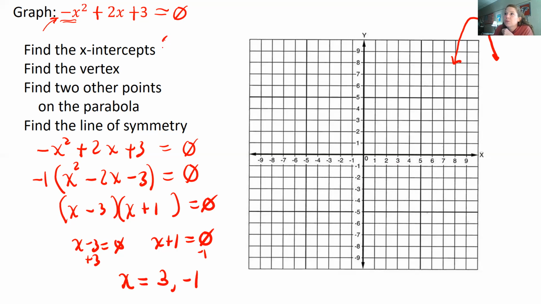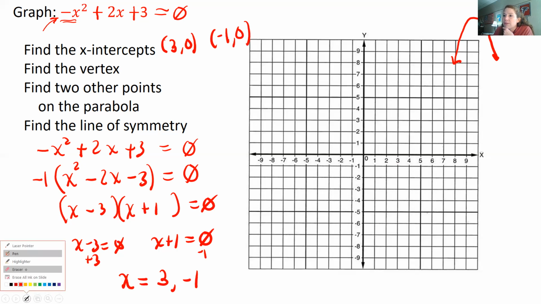So x-intercepts is what the x value is when y equals 0. So we're going to do (3, 0), because y is 0. And then we're going to do (-1, 0). Okay? All right, let me get rid of all this stuff.